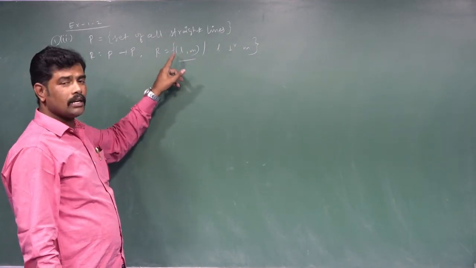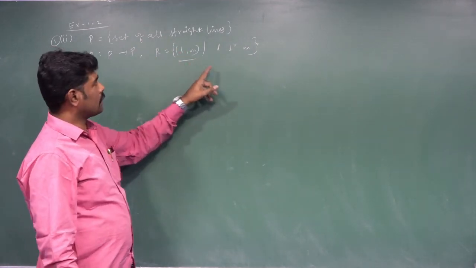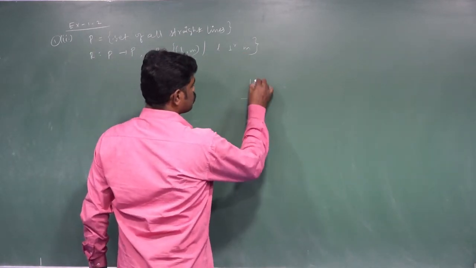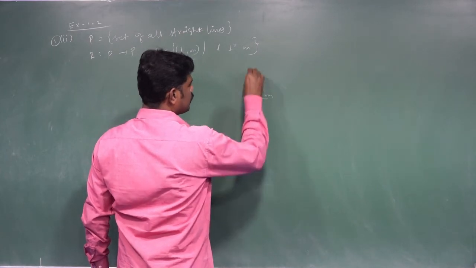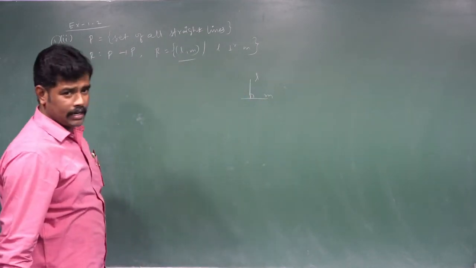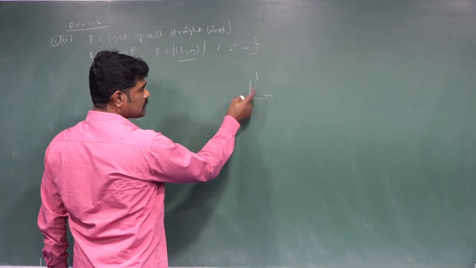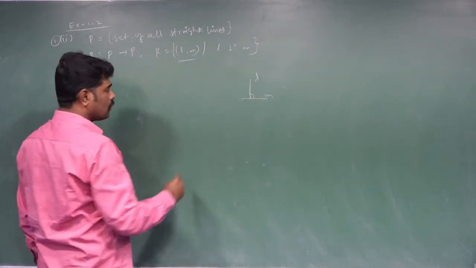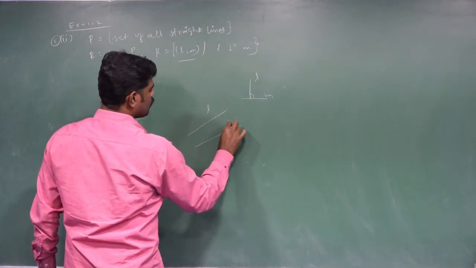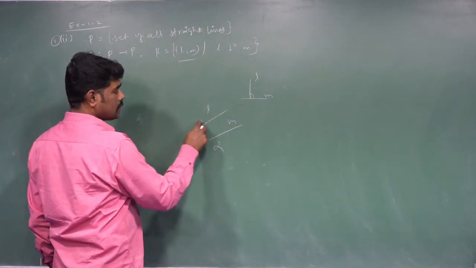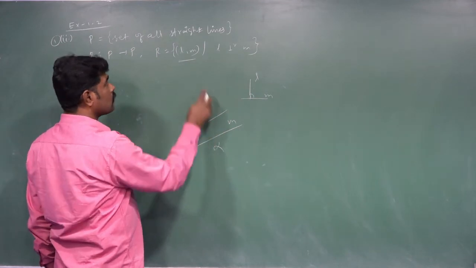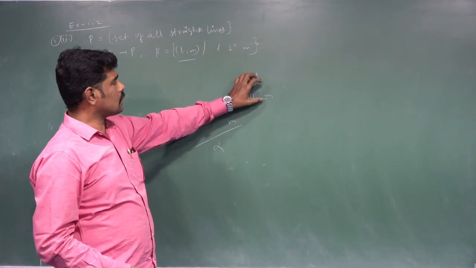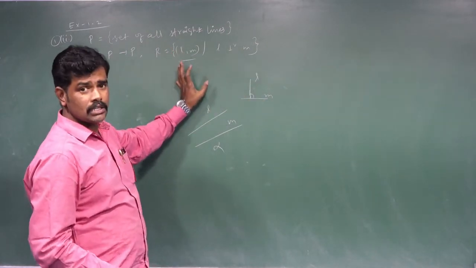Two lines L comma M, and the condition is L is perpendicular to M. If suppose we take two lines, L is one line and M is another line. If these two lines are perpendicular, then the pair L comma M belongs to this relation R. If we take L and M like this, it is not possible because here they are parallel. Parallel lines are not in this relation. The lines which satisfy the perpendicular case will be taken as a pair in the relation R.